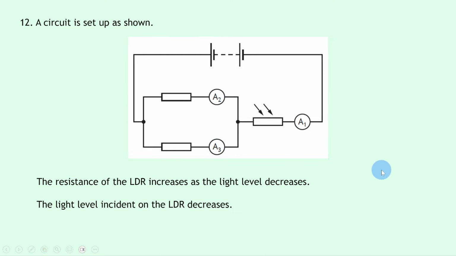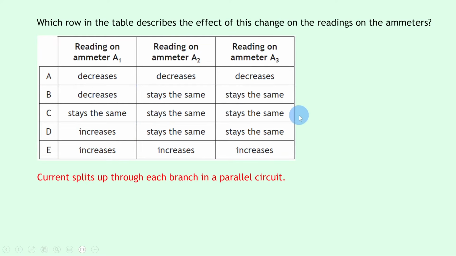So using our rule here, light up resistance down for LDRs, we can use the opposite of that, which is light down resistance up. So if the light level on the LDR is going down, the resistance is going up. So if the resistance goes up, then the current must go down through the LDR. So if the current goes down here in this single path, then that means when the current splits up into the parallel part here, then the current is also going to be reduced in both of the branches. So that means that the current readings on ammeters A1, A2 and A3 are decreasing. So we're looking for decreases, decreases and decreases, which gives us the answer A here.